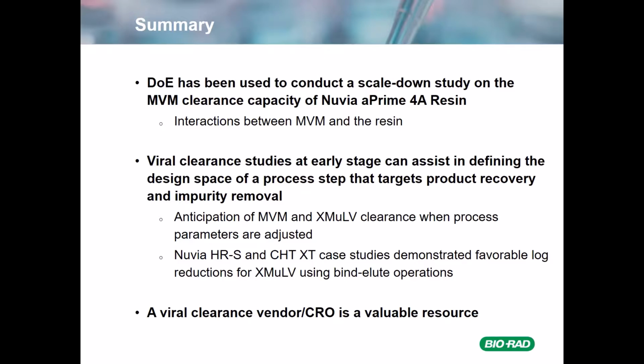Next, Nuvia HRS and CHC-XT case studies did demonstrate favorable log reductions for XMuLV in bind-and-elute operations. I will note that all the runs had undetectable virus in the flow-through fractions, so it could be possible to develop a flow-through mode that would allow for acceptable viral clearance.